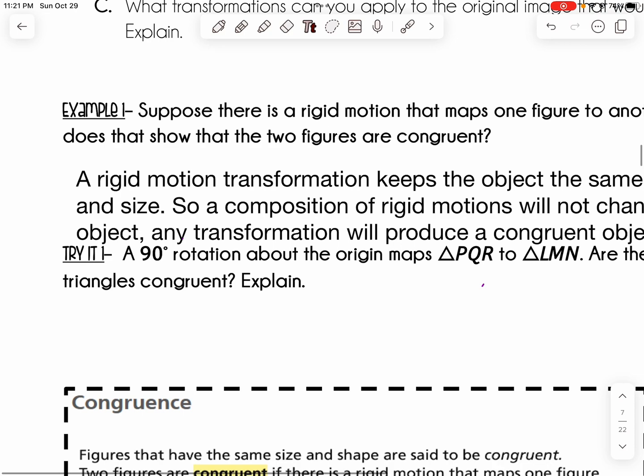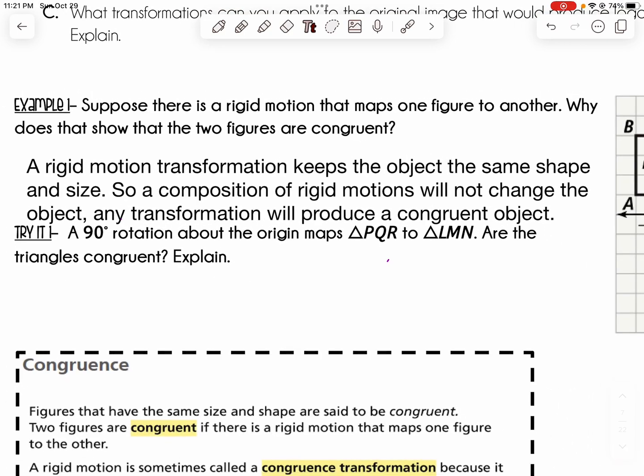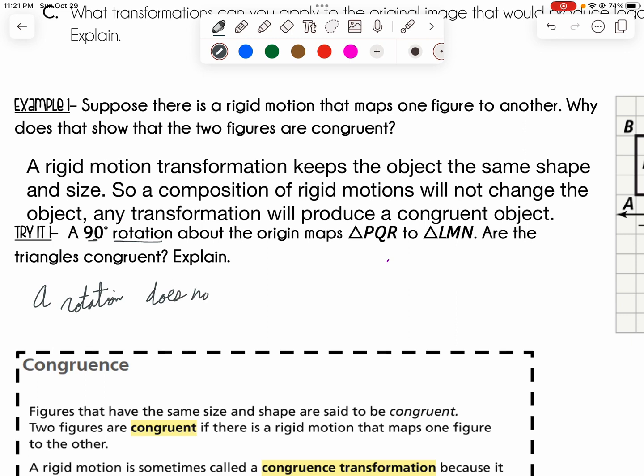A 90-degree rotation maps PQR to LMN. Are the triangles congruent? The answer here is yes, the triangles are congruent because a rotation does not change the shape or size of an object. Okay? All right.